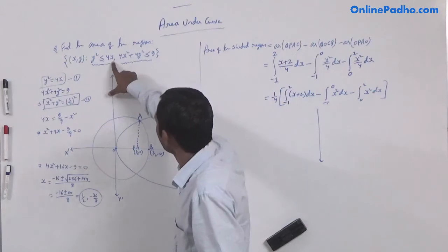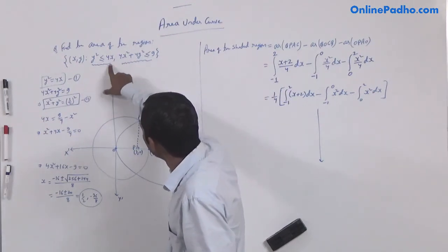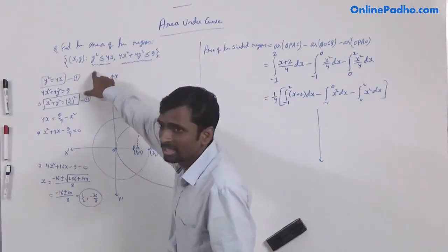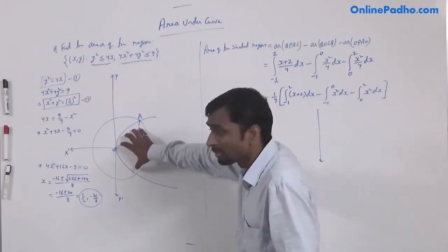We can put here (1/2, 0). 0 is less than 4 multiplied by 1/2. Yes, it satisfies. It means the area is the interior of the parabola.